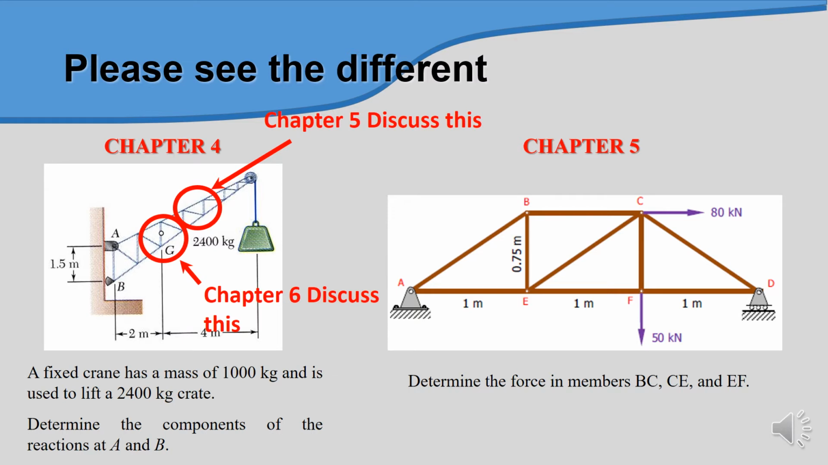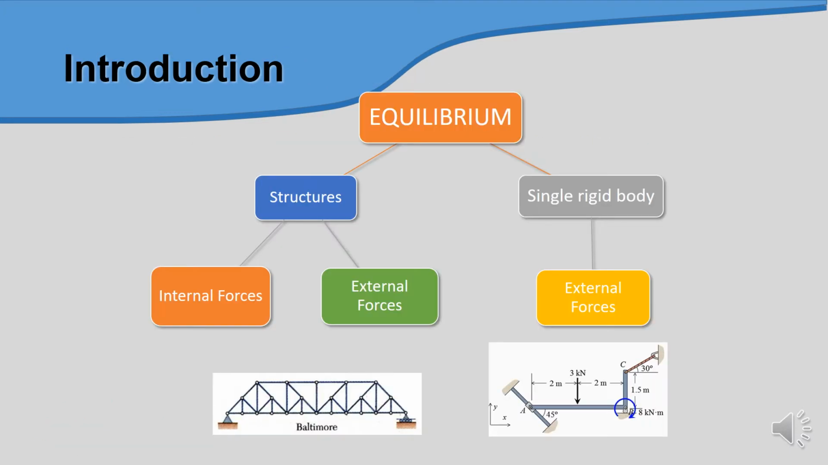But in chapter 5, we are asked to determine the force in each member of this structure. So there is a difference between chapter 4 and chapter 5. Also in chapter 4, we are given the center of gravity, but we didn't ask to find the value of this G. So in chapter 6, we will discuss this.